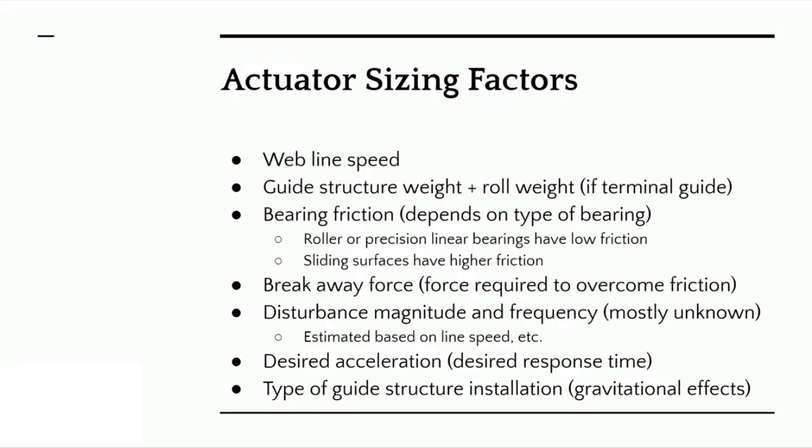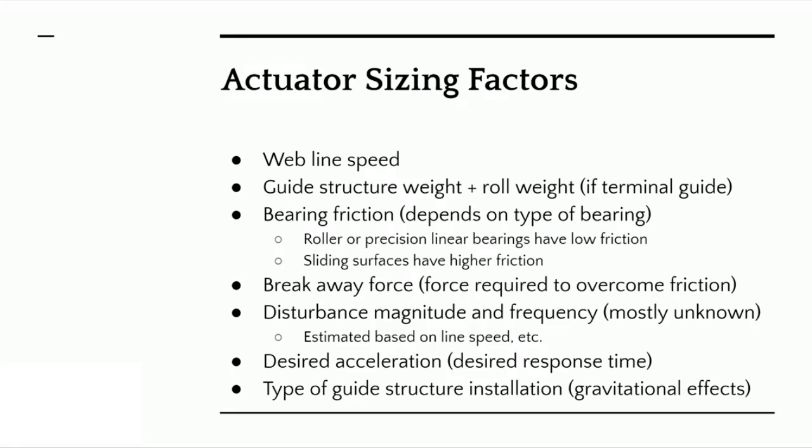If you're moving at 100 feet per minute, you might not need a high dynamic response, while if you're moving at high speed, you might need a much higher dynamic response. The dynamic response is related to the acceleration, which is related to the thrust. So that's why line speed becomes important. Guide structure weight and roll weight: if you're trying to move a big mass, we need to know that. What type of bearing you're using, so that we know the breakaway force that we need to overcome based on the coefficient of friction of the bearing.